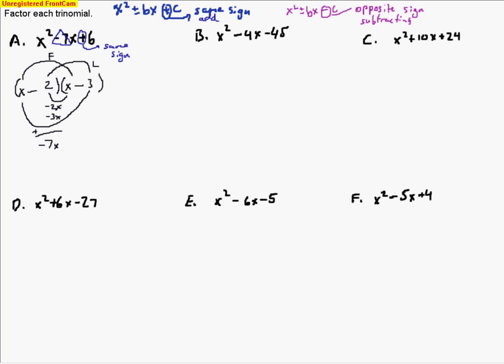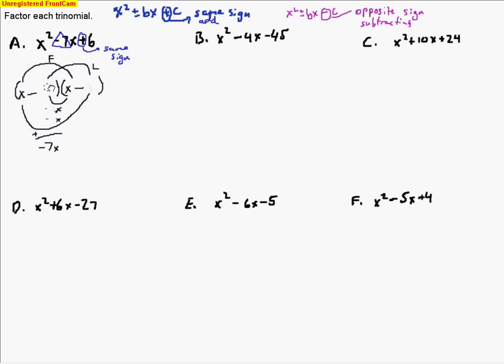So once you've tried something and it doesn't work, it's okay. Just make sure you write down what you've tried, because as the problems get harder, you're going to want to keep track of the things that you've tried so you don't try them again. So I know I tried 2 times 3, and that didn't work, so I'll cross that off and try something else. Other numbers that make 6? Well, 6 and 1. And when we check those, the inside makes a negative 6x, the outside makes a negative 1x, and that does add to make negative 7x, so it does work out. So x minus 6 times x minus 1.